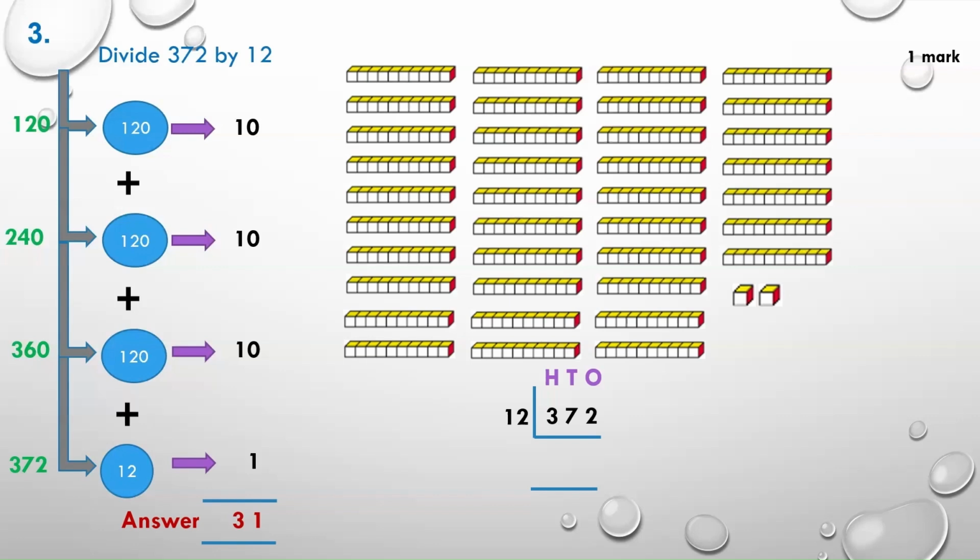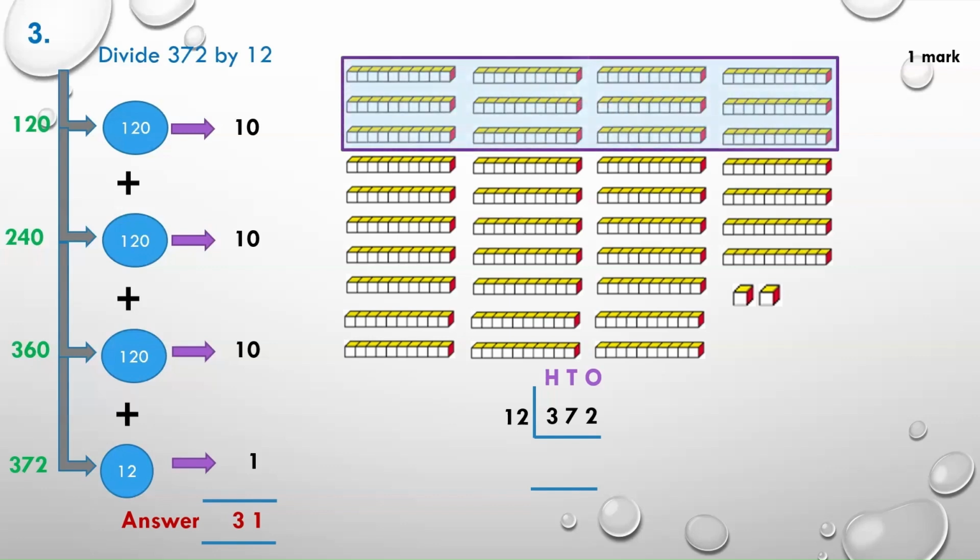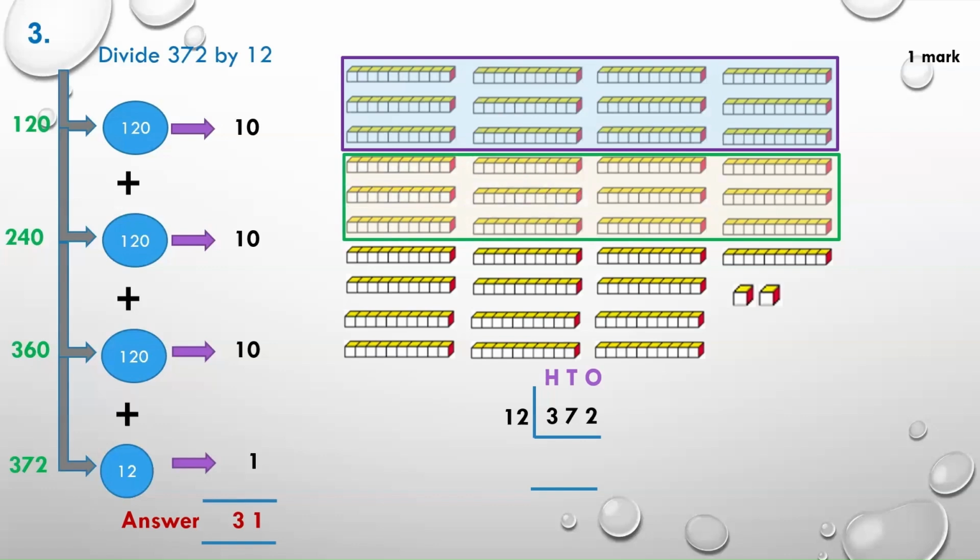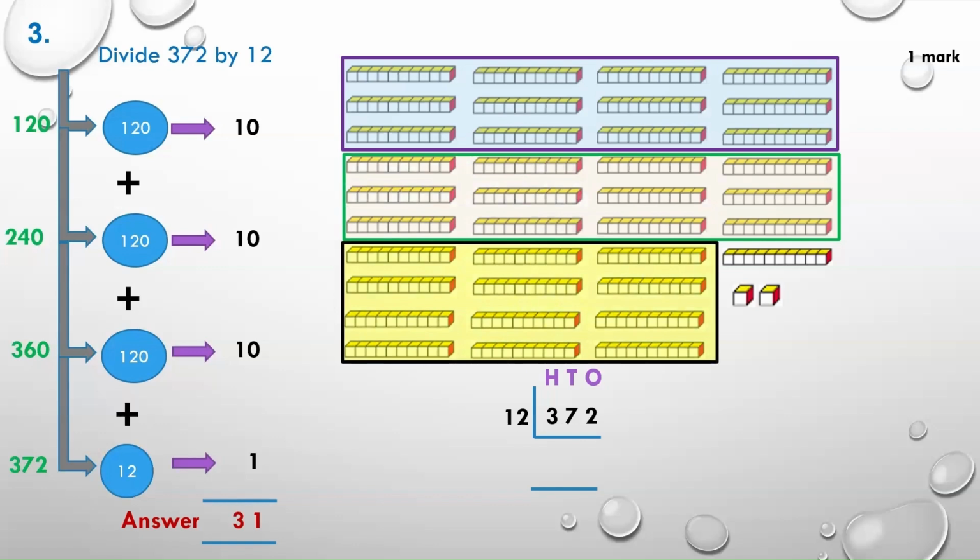Can we form groups of 12 there? Can we package them out so they're in groups of 12? Let's see. Well, 4 by 3 is 12. So we got one group of 12. And what is that group? A group of tens. Right? We got a second group of 12. Can we form a third group of 12? Let's see what it means. 4 and 4, 8 and 4, 12 and one more. So we could get a third group of 12.